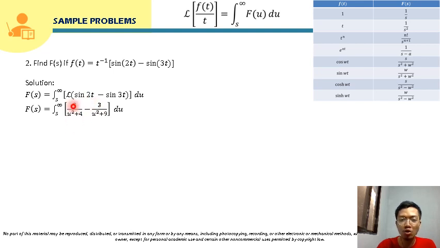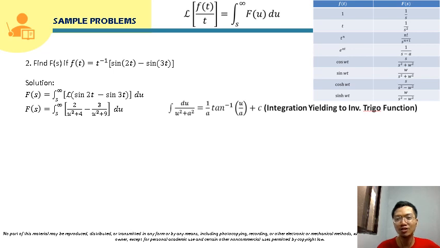We will integrate 2 over u squared plus 4 du, and then integrate 3 over u squared plus 9 du. So what are we going to use to solve for its integral? Going back to your integral calculus, we will use the integration yielding inverse trigonometric functions. We use this formula: the integral of du over u squared plus a squared is equal to 1 over a arctangent of u over a plus c.